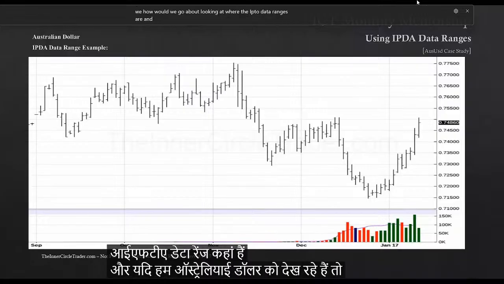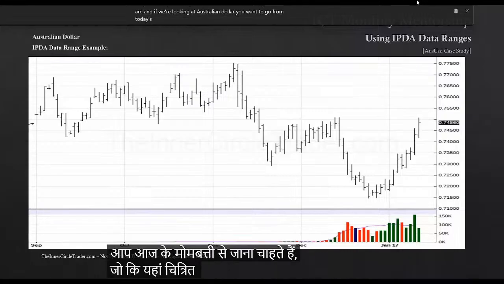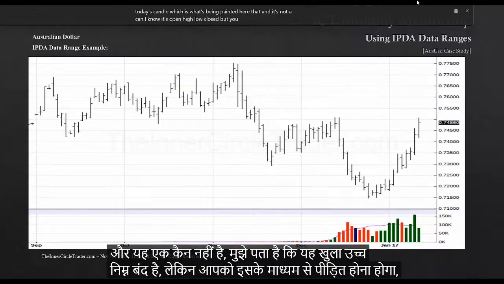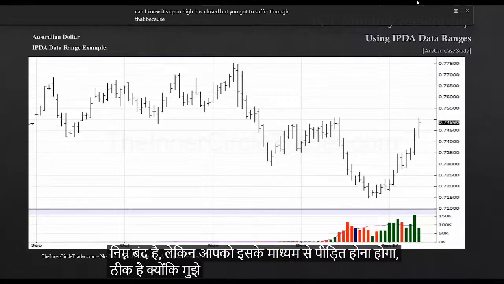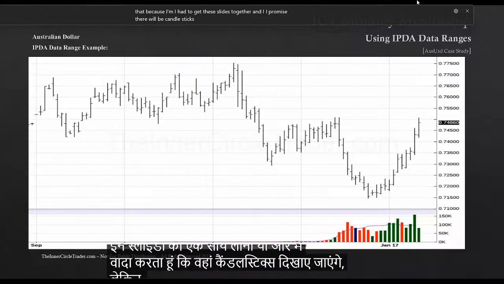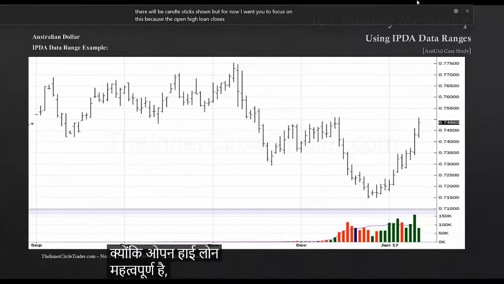If we're looking at Australian dollar, you want to go from today's candle, which is what's being painted here. And it's not a candle, I know it's open, high, low, close, but you're going to have to suffer through that, okay, because I had to get these slides together, and I promise there will be candlesticks shown, but for now I want you to focus on this because the open, high, low, and close is important.